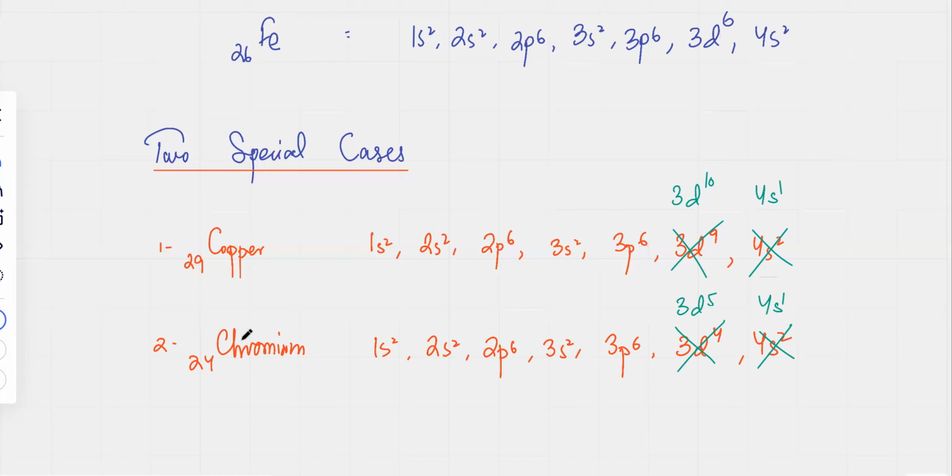So you have to remember the two special cases, because if you follow the table, you're not going to get the exact electronic configurations. You have to make this adjustment right at the end. For copper, instead of being 3d9, it's actually 3d10, and this would be 4s1. And for chromium, instead of being 3d4, it's actually going to be 3d5, and this would be 4s1. Is this clear?